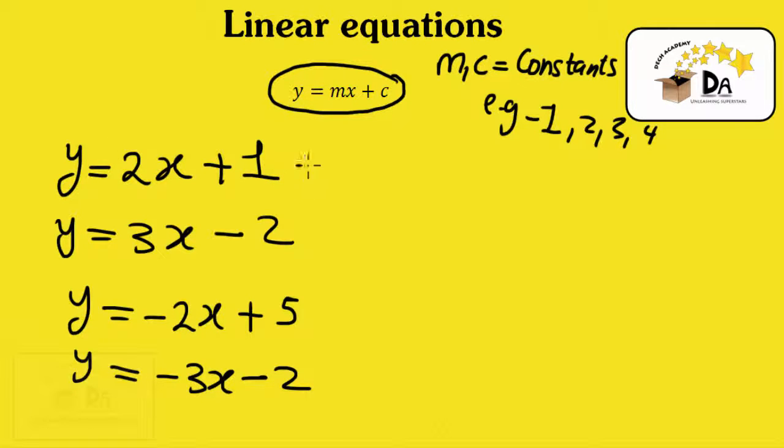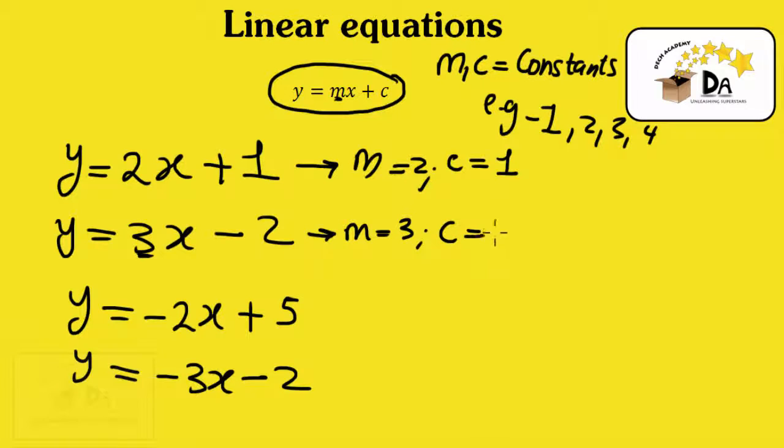Here we have the equation y equals 2x plus 1. M, the coefficient of x, in this case is 2. C, the constant value, is 1, plus c plus 1. C is 1. Here, coefficient of x, m, is 3. And c is minus 2.